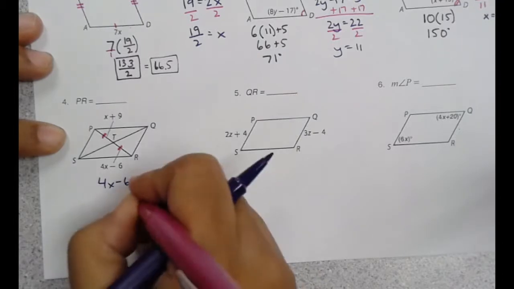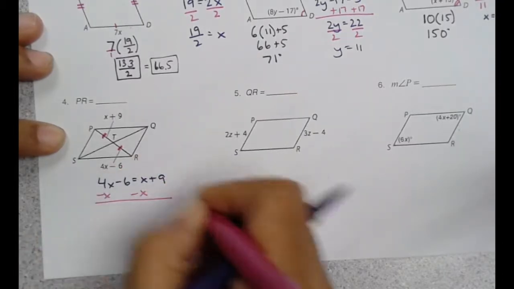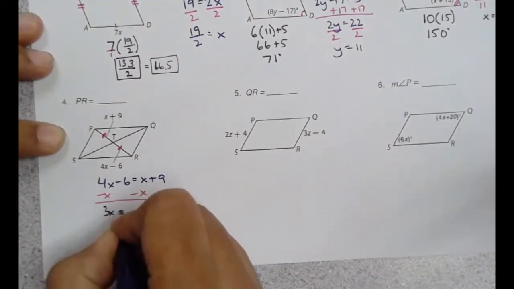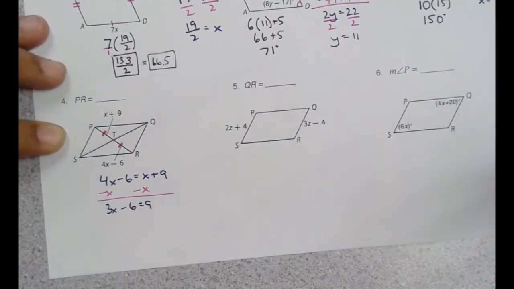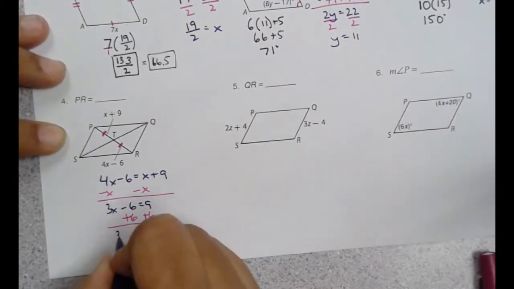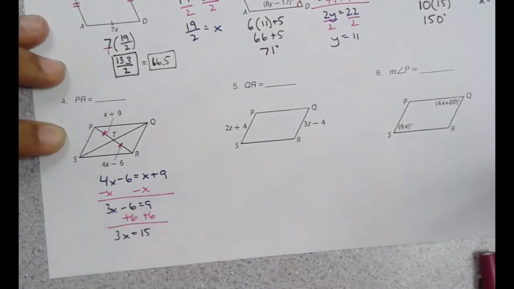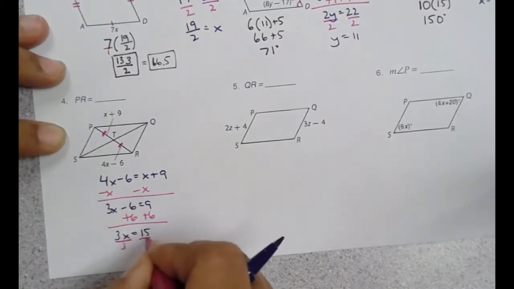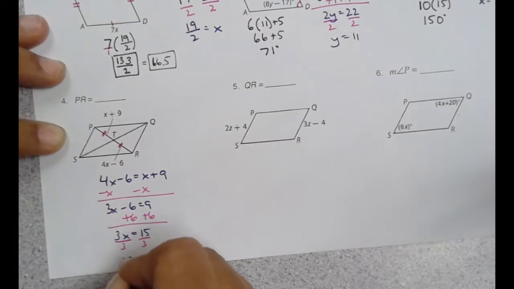Let's get the x's on one side by subtracting the x. We get 3x minus 6 equals 9. Next step, add 6. We get 3x equals 15, and then divide both sides by 3. We get x equals 5.